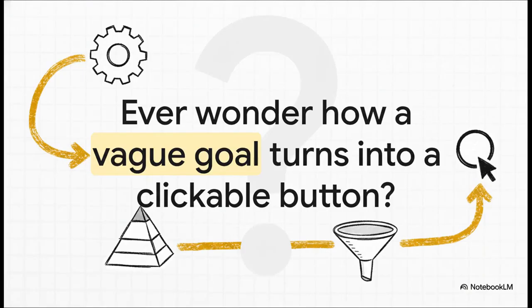Right? I mean, how do you get from a huge, fuzzy idea like, let's make the website better, all the way down to a specific button that does a specific thing? Well, the answer lies in something we're going to call the golden thread of logic. It's this beautiful connection that traces a high-level goal all the way down to the tiniest detail. And in this explainer, we're going to follow that thread from the very beginning to the very end.